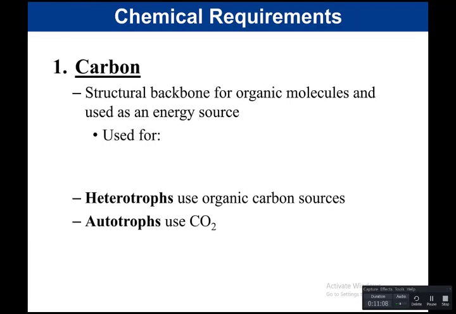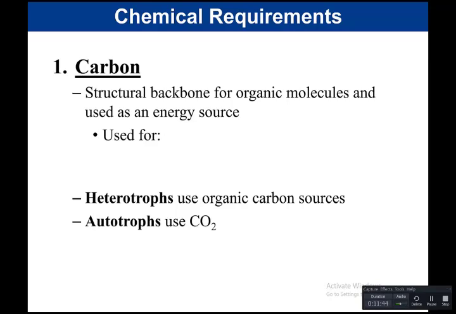So now we're going to look at what are the chemical requirements for growth. What chemicals do bacteria need in order to grow? So the first and the most abundant is going to be carbon. Its function is that it functions as a structural backbone for organic molecules, right? So our proteins, our nucleic acids, our carbohydrates, these are all going to contain carbon. Carbon is also used as an energy source.